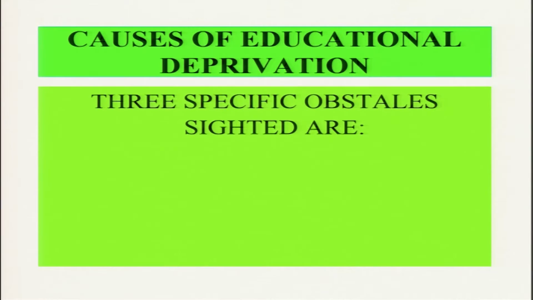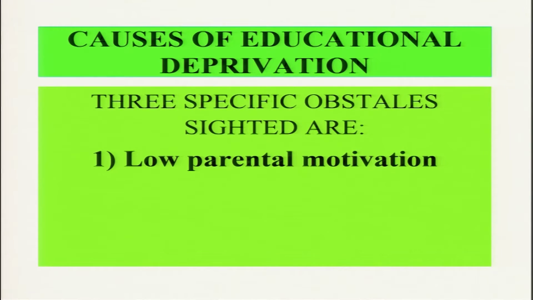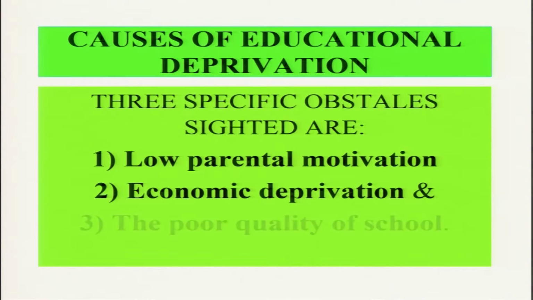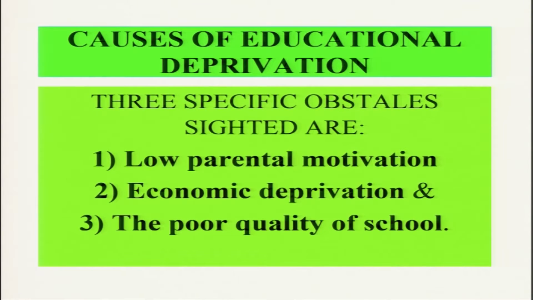Okay. Now we will continue to look at the causes of educational deprivation. There are three specific obstacles usually mentioned for why children do not go to school. One thing often mentioned is low parental motivation. It is said that parents of the marginalized families may not be motivated to send their children to the school. The second thing often said is economic deprivation, because sending the children to the school may involve some cost, spending some money.